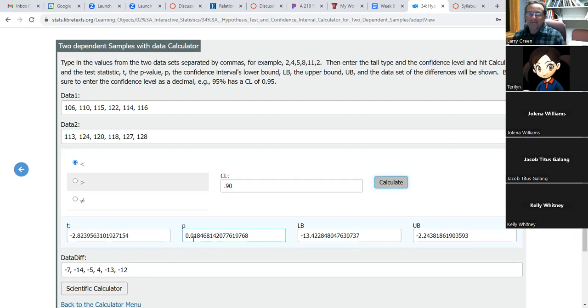Is that small enough to be able to reject the null hypothesis? What do you think? Do we reject the null hypothesis or do we fail to reject? I don't see y'all jumping in. P is 0.018.